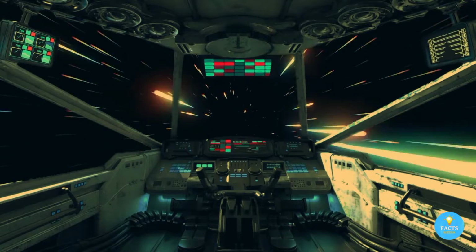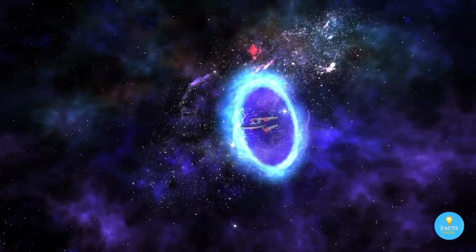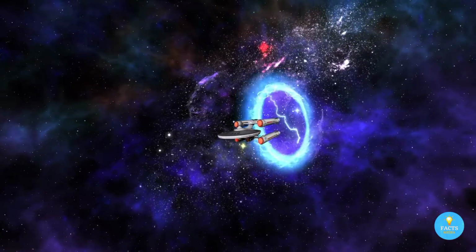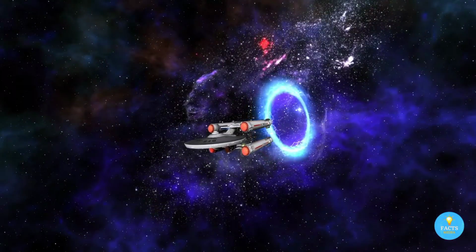So, first let us understand what warp drive stands for. Warp means bending or twisting. So we can say that warp drive talks about faster than light travel by warping the space-time fabric. Now you must be wondering what is the spacetime fabric.